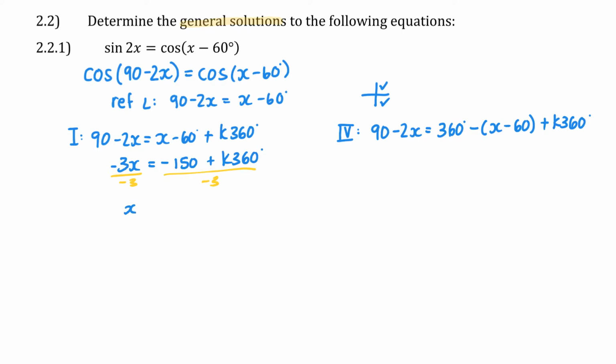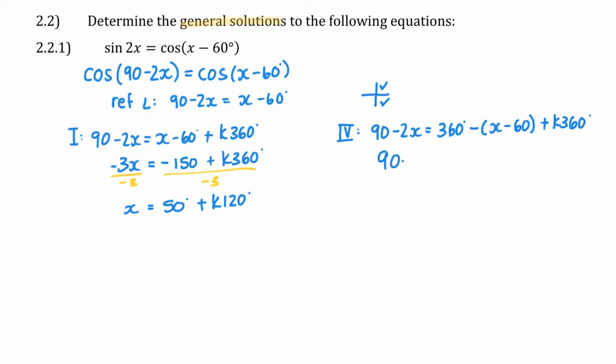So I get x is equal to positive 50, and 360 divided by 3 is 120, and I can say plus 120 because k is an integer, and it doesn't really matter whether I'm adding it or subtracting it, because I'm going to end up with the same repeat. So let's take a look at the solution in the fourth quadrant.